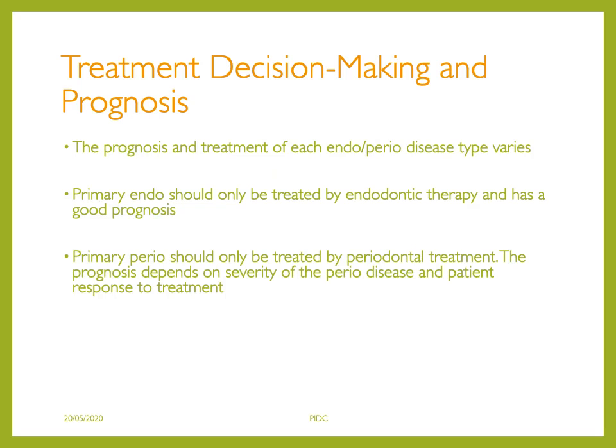The prognosis and treatment of each endo-perio disease type varies. Primary endo should only be treated by endodontic therapy and has a good prognosis. Primary perio should only be treated by periodontal treatment, and the prognosis depends upon the severity of periodontal disease and patient response to the treatment. So basically, primary endo has a very good prognosis because only endodontic therapy is required, whereas perio depends upon the stage of periodontitis and how the tooth responds to the treatment.